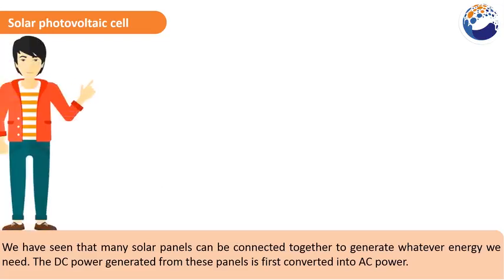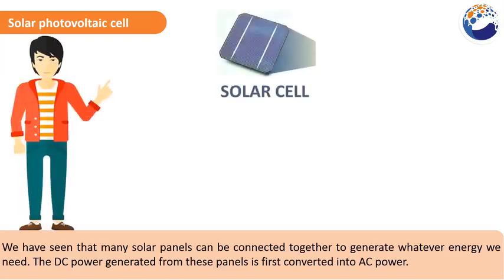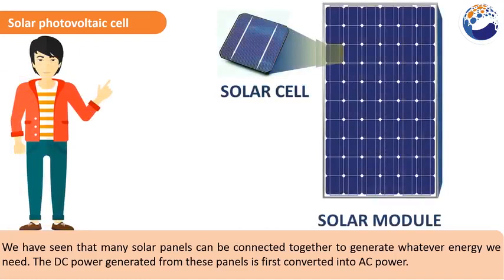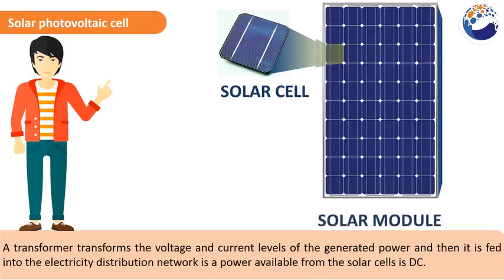We have seen that many solar panels can be connected together to generate whatever energy we need. The DC power generated from these panels is first converted into AC power. A transformer transforms the voltage and current levels of the generated power, and then it is fed into the electricity distribution network.